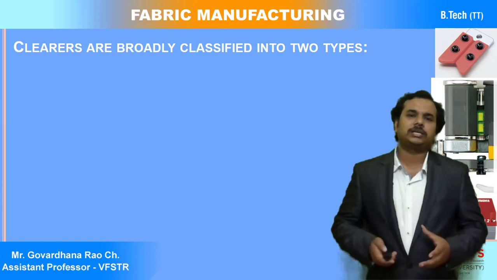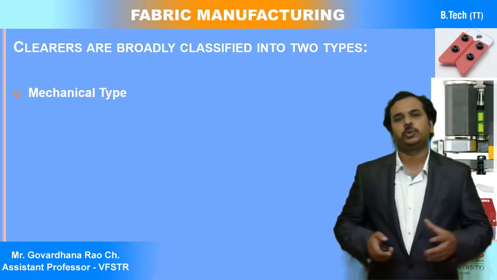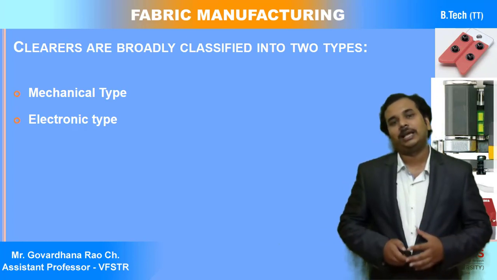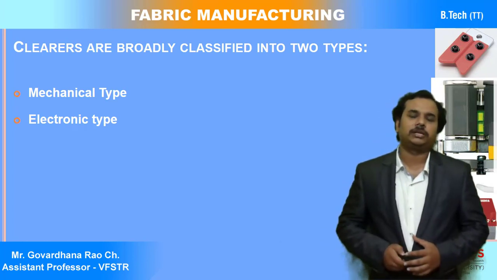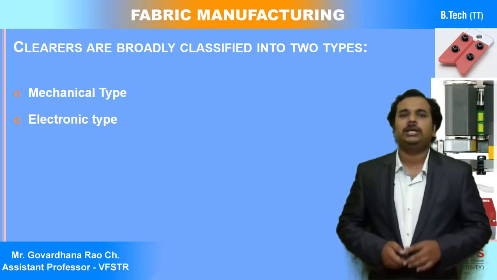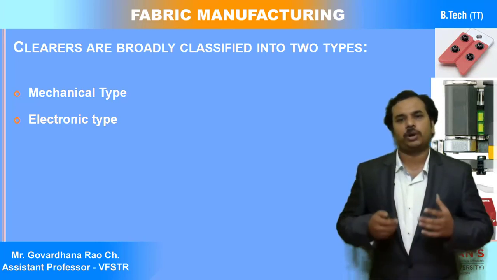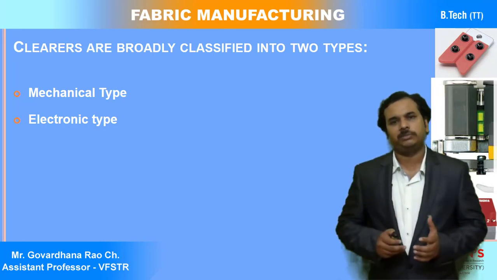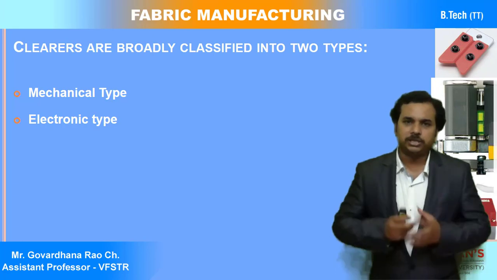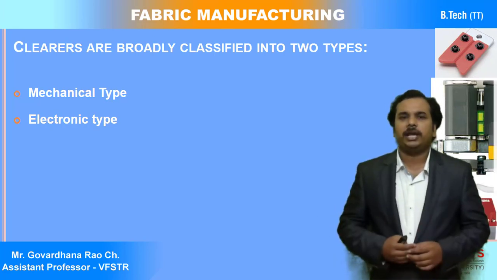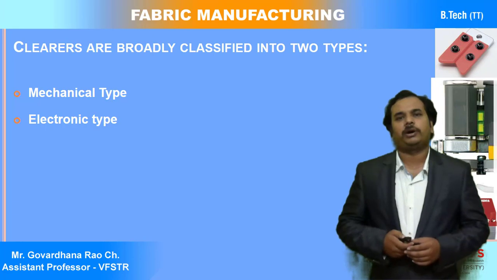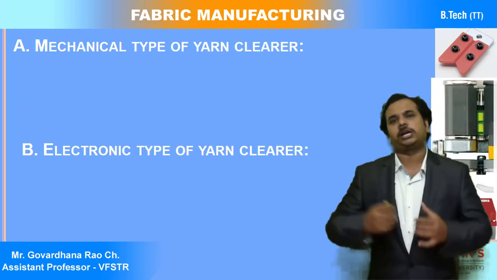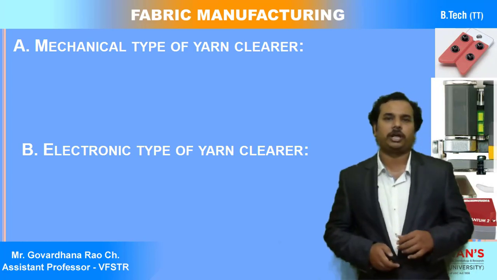Now clearers are broadly classified into two categories. One is called the mechanical type and the second is called the electronic type of clearers. So once again, there are two types of clearers. One is the mechanical type of clearer. In conventional systems, these mechanical clearers are used, and nowadays the electronic type of clearers are used.